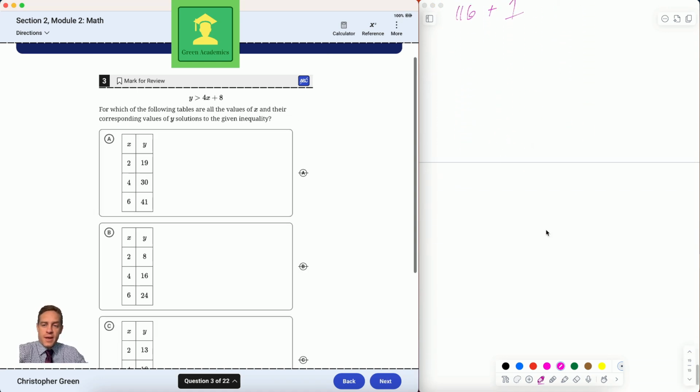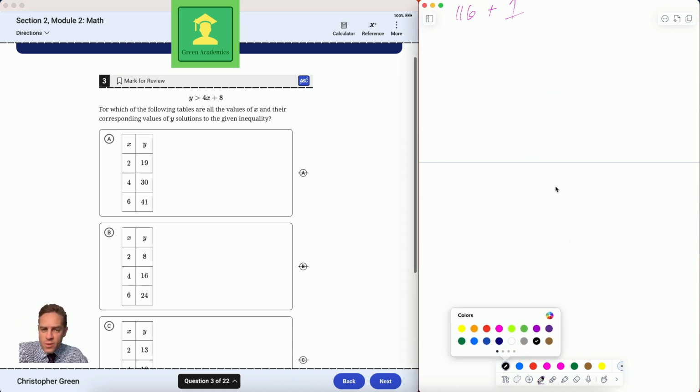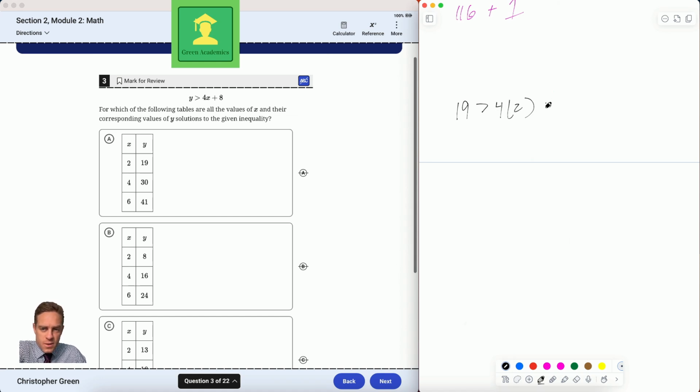Y is greater than 4x plus 8. I would just test these by example. So for example, for answer choice A, is it true that 19 is greater than 4 times 2 plus 8? And is it also true that 30 is greater than 4 times 4 plus 8? And is it also true that 41 is greater than 4 times 6 plus 8? Well, let's see one at a time, right?